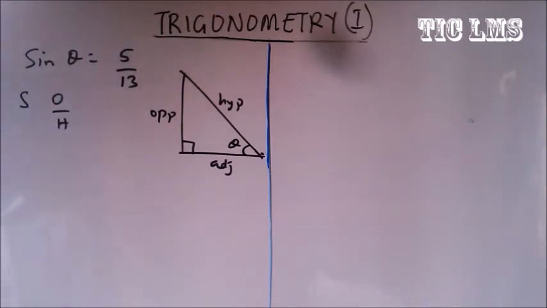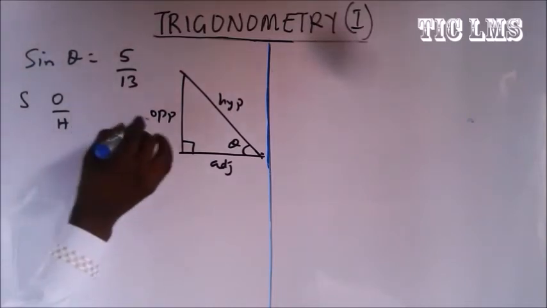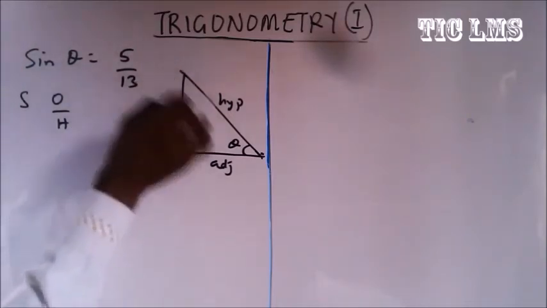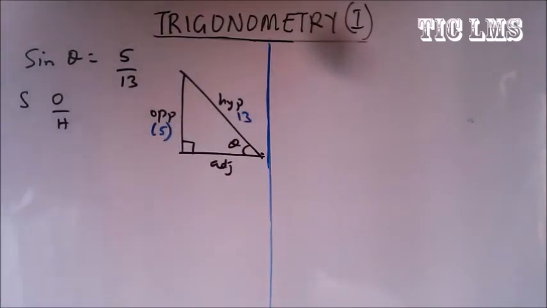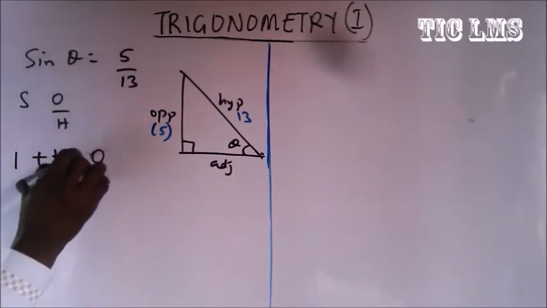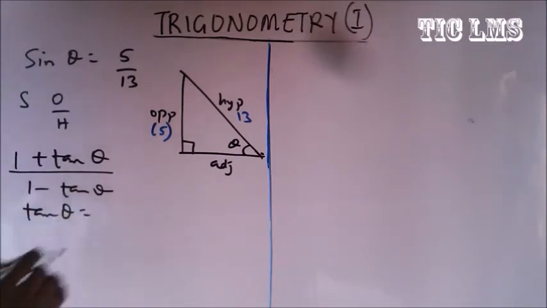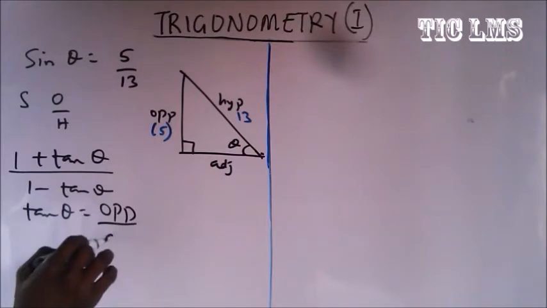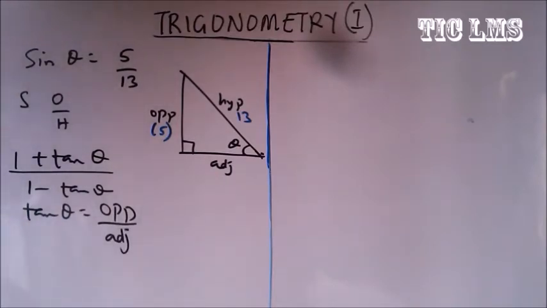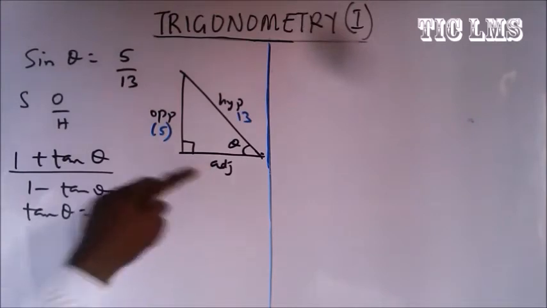So what we could do is to replace this opposite with 5 and replace this hypotenuse with 13, right? If this is 5 and 13, what will this place be? How relevant is that? We will get the relevance from the fact that the question says 1 plus tan theta over 1 minus tan theta. And we know that tan theta equal to opposite over adjacent, right? We have our opposite, which is 5, but we do not know what our adjacent is. And so because of that, we need to apply Pythagoras rule or the theorem to find the value of adjacent.